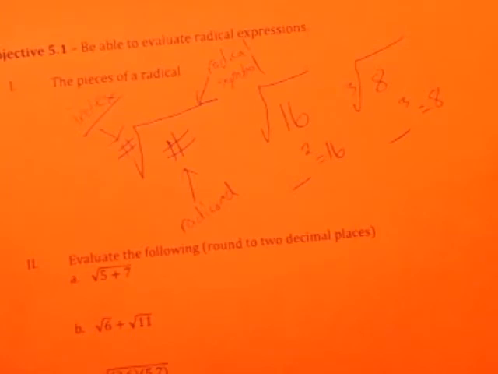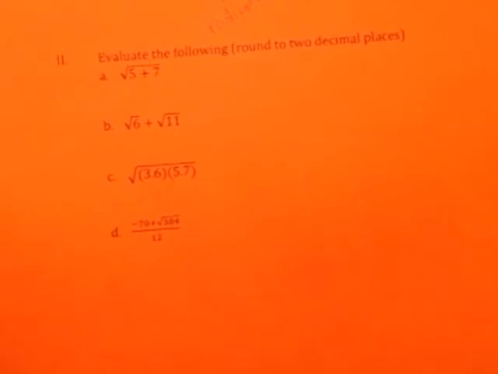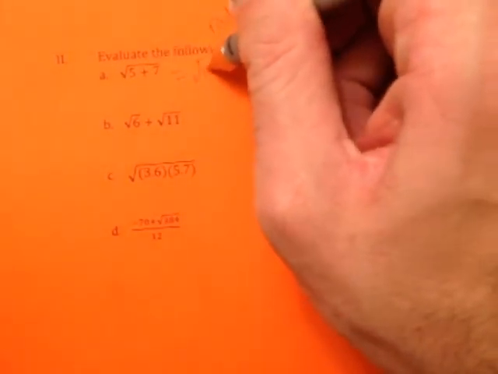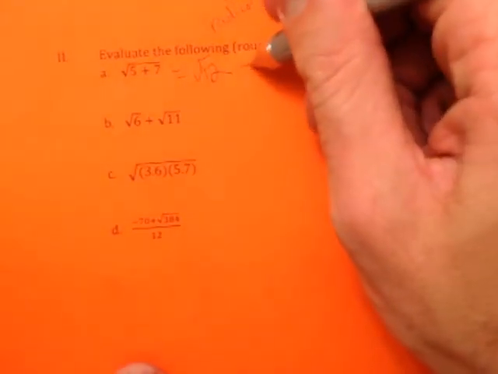The only thing that you really need to know about evaluating radicals is that if there's an operation underneath a single radical, it acts like it's in parentheses. So like for A, we need to evaluate 5 plus 7 first to get 12. And then from there, we need to take the square root of 12, which you just have to use a calculator for. We get 3.46.